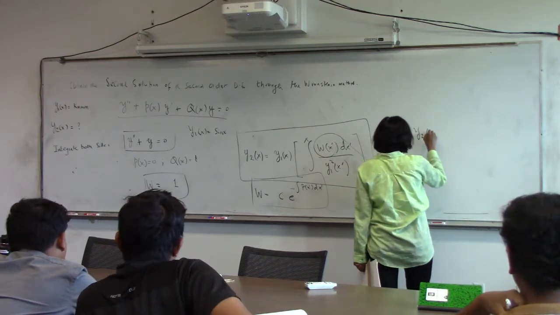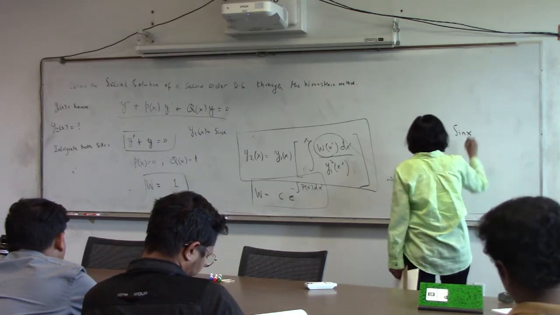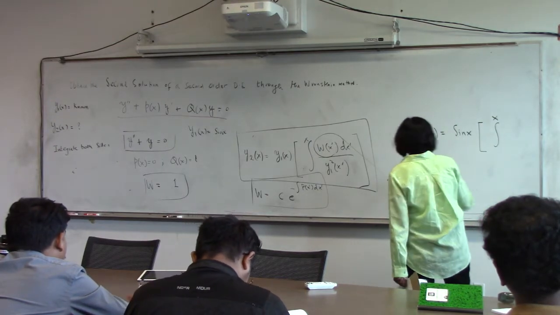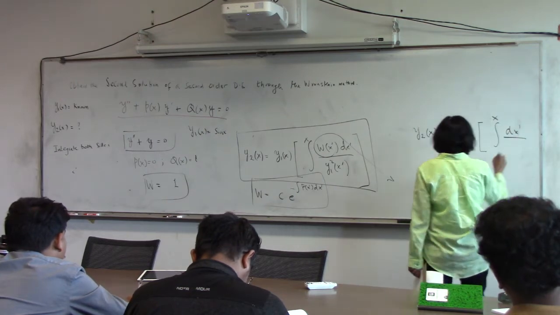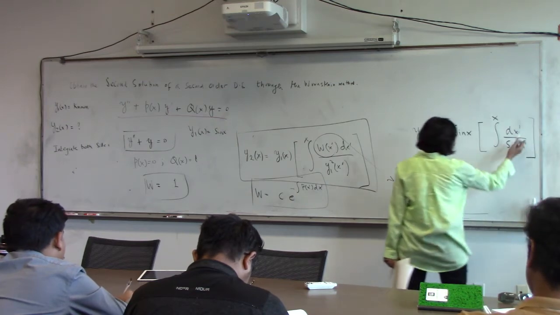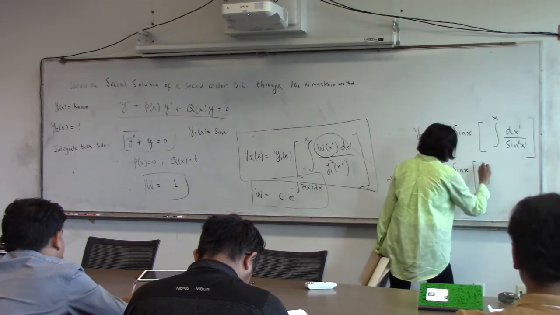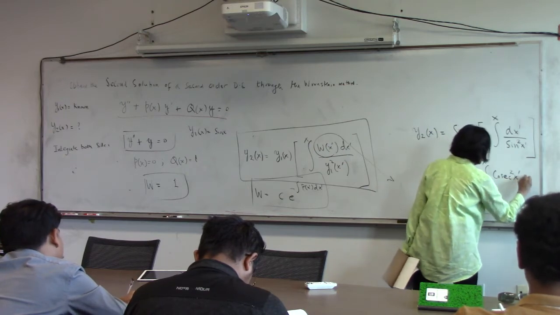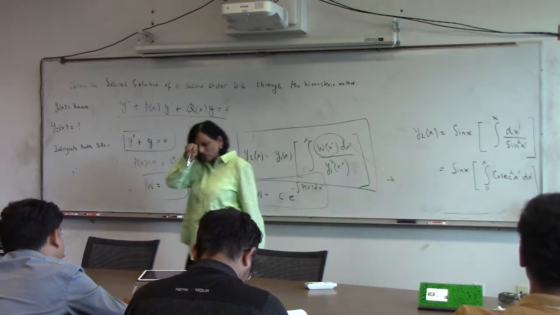So y1 of x is the sine of x, and you can put the constant as 1. And then here we have what? One over sine squared of x, which is cosecant squared of x. And what is the integral of cosecant squared x?